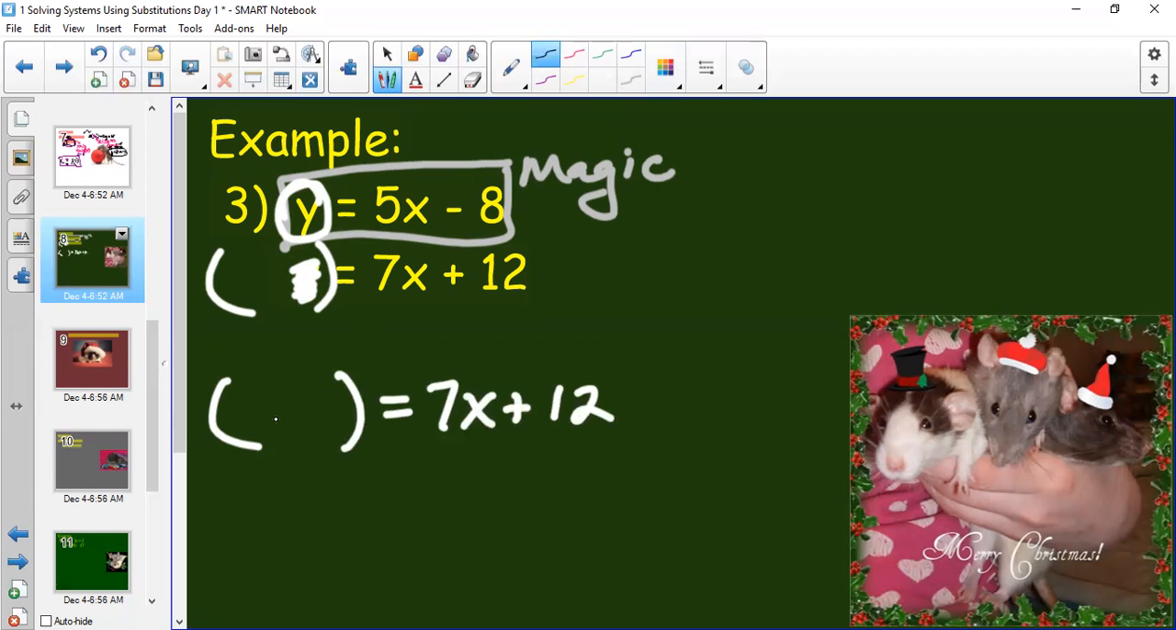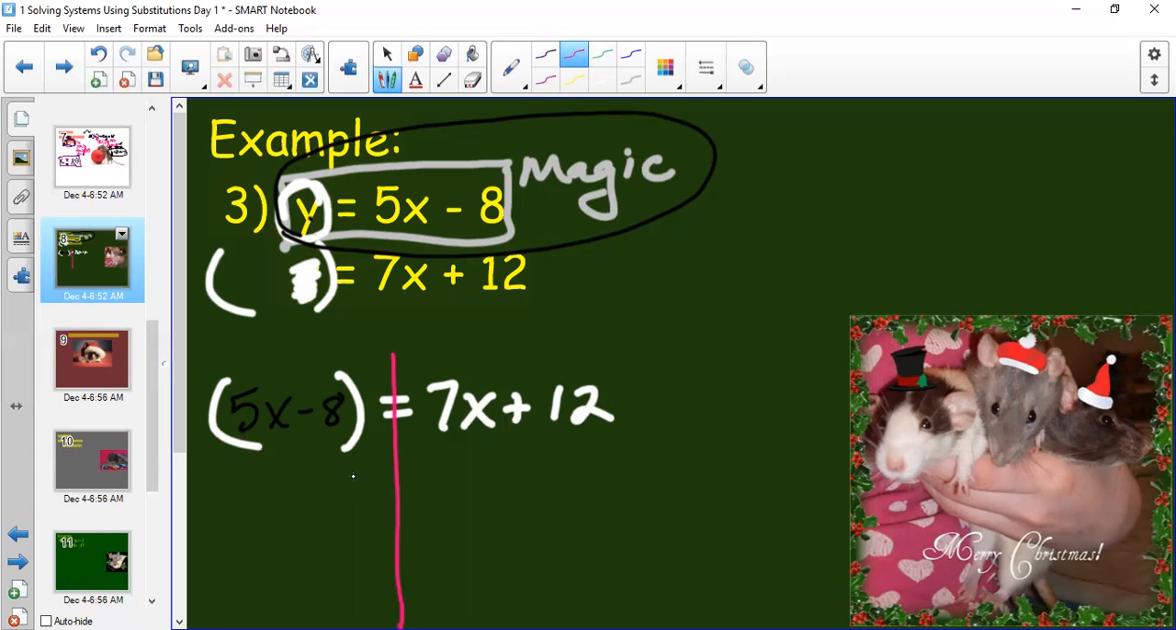Now what goes in that parentheses is what's in the magic equation. That's where it gets all its power. So instead of y, I'm going to put in what y equals, in this case 5x minus 8. And this is the equation that we're going to have to solve.